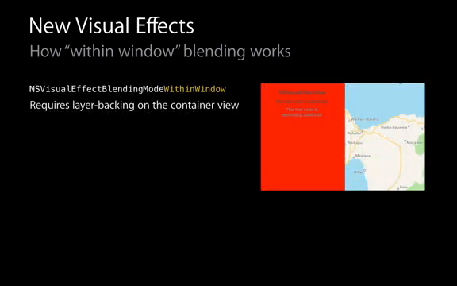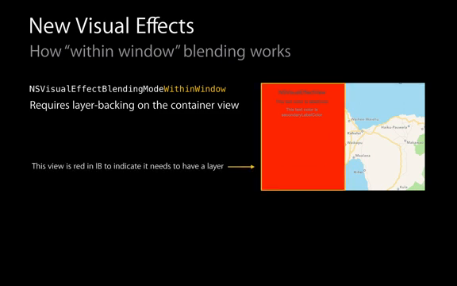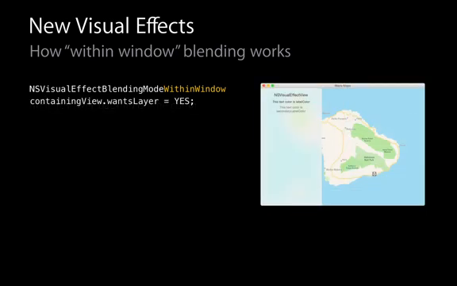Now, if it's using Core Animation and you set the property to be within window, it requires layer backing. This is a screenshot of what happens in Interface Builder if you don't have it layer backed. It'll show it as red to indicate, hey, you're doing something wrong, and you should probably make it layer backed. But you probably don't want to make just your visual effect view the thing that's layer backed. You want to make the thing that contains it layer backed. So in this case, the content view of your window would be the thing that you'd make layer backed, because it needs to blend those things together, and they both need Core Animation layers in order to achieve that.